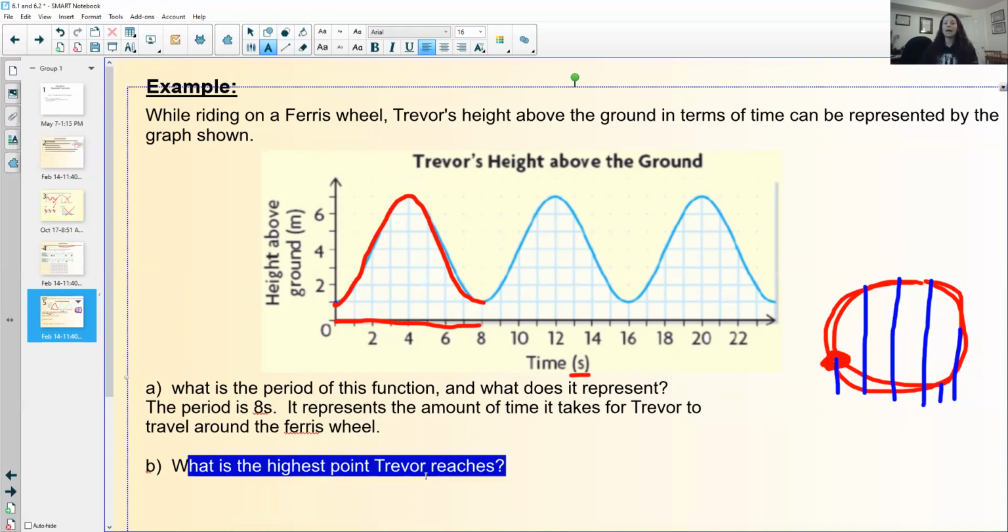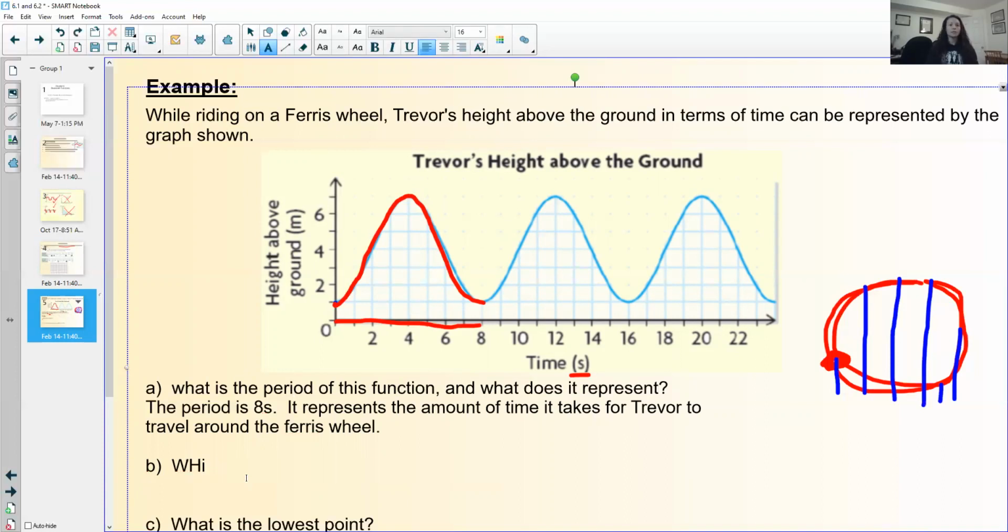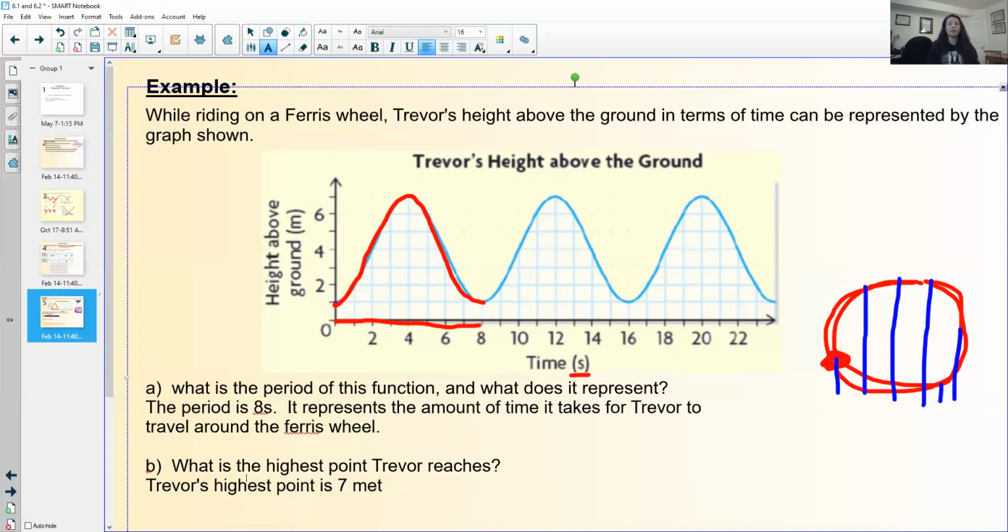Part B, what is the highest point Trevor reaches? They're asking for the peak, so the highest point. If he's on this Ferris wheel at 4 seconds, he hits the highest point. Now we're counting up by, I know the numbers are 2, 4, 6, 8, but each square represents 1 unit. So up here, if this is 6, this should be 7. So he reaches his highest point. Trevor's highest point is 7 meters above the ground.